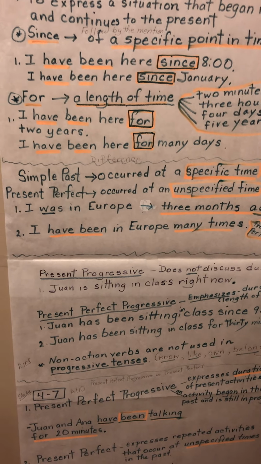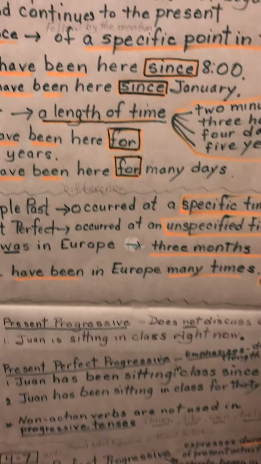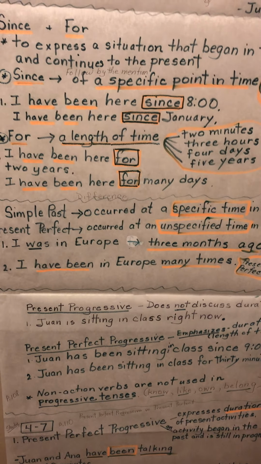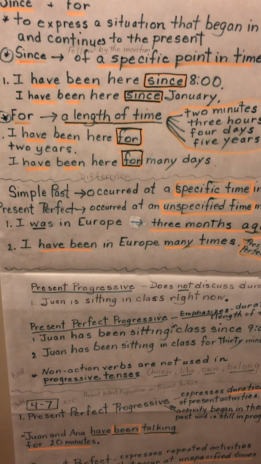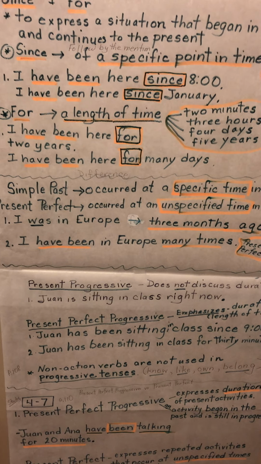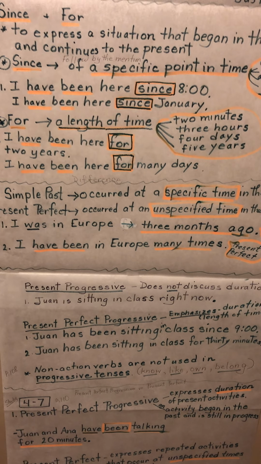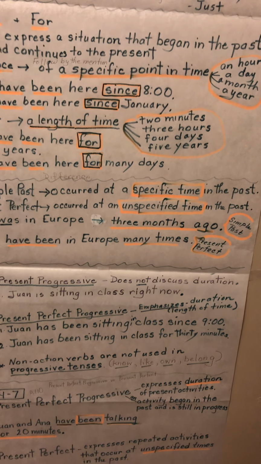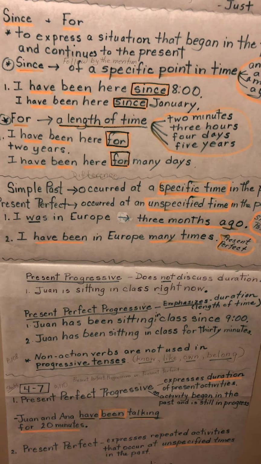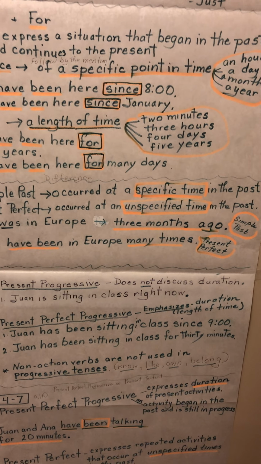Now let's go into the simple past. We use the simple past when an activity was in the past and it was completed in the past. Here we're going to compare the difference between the simple past and the present perfect. The simple past occurred at a specific time in the past. That means it happened in the past and it's over with. The present perfect occurred at an unspecified time in the past.